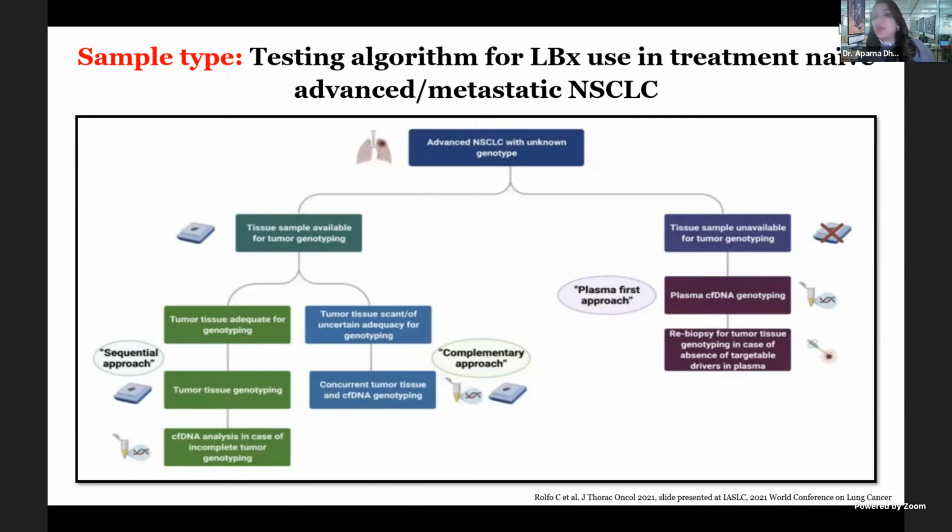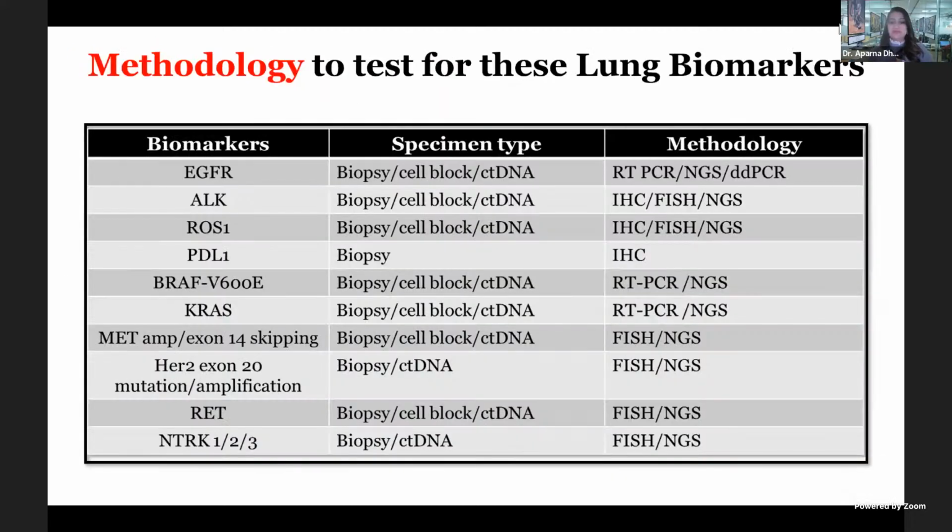If it's clear that you aren't going to have sufficient tissue, surgery or biopsy is not an option at all, and the tumor is inaccessible, do plasma upfront. However, if the plasma comes back negative, don't just assume that it's a true negative. They recommend reflexively doing a tissue biopsy. Now, there are many technologies available to call out these mutations in these biomarkers, but NGS is our platform of choice, and not just mine.